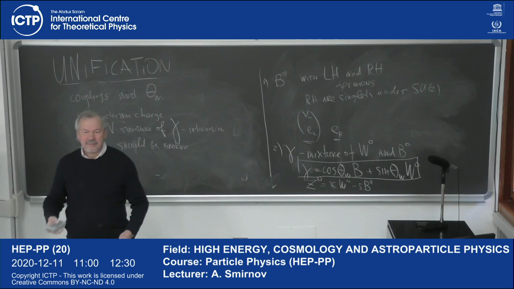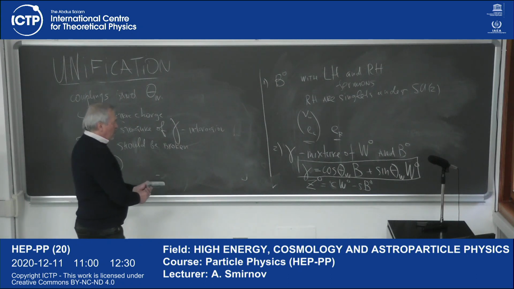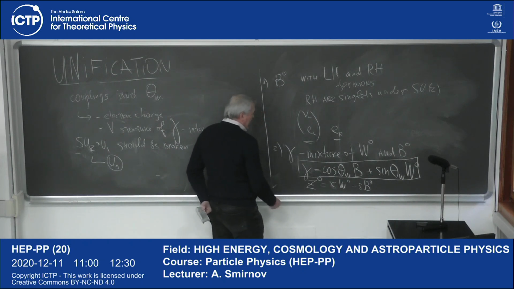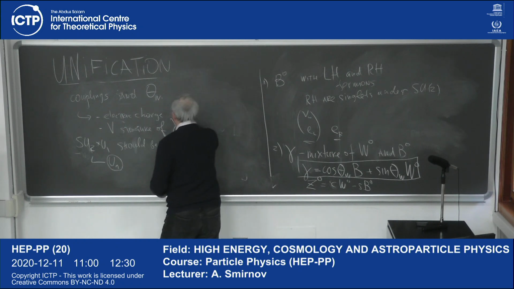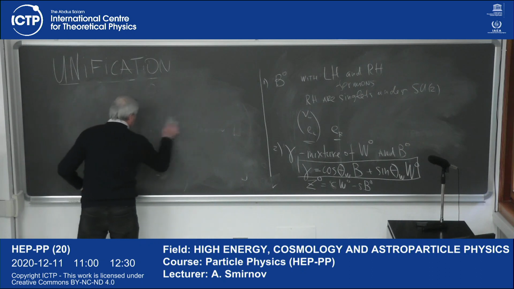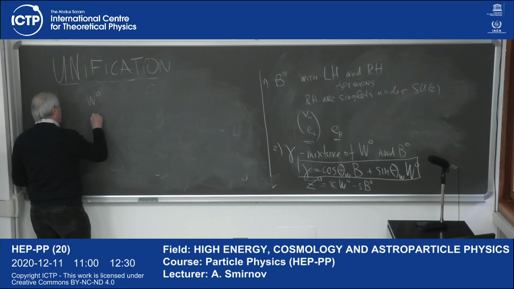So this B boson and the Z boson, W boson are not the same thing. How are they different? So you see, this is a mixture. Z0, probably I should say the following. They have different properties, yeah. So we have W0 and we have B.